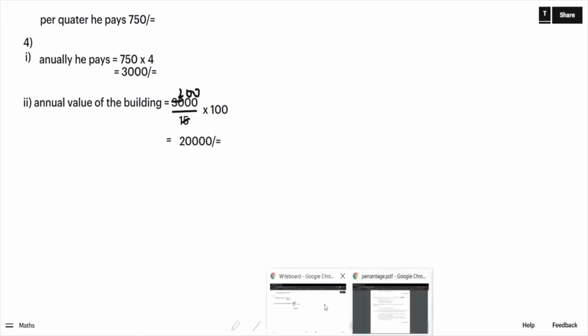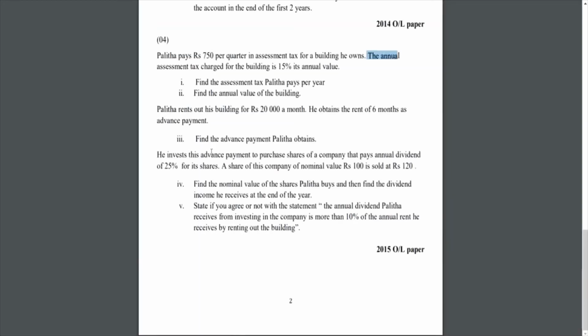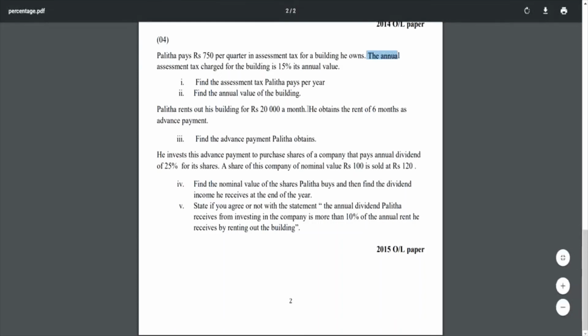Now let's see the third question. Here they say Carlita rents out his building for 20,000 rupees a month. He obtains the rent of 6 months as advance payment. Find the advance payment Carlita obtains.